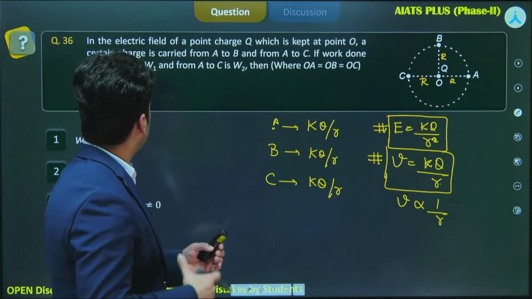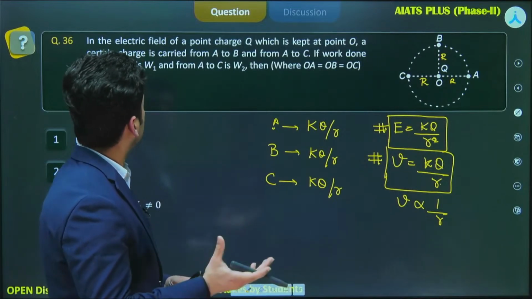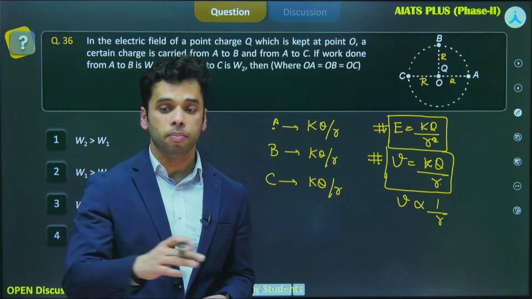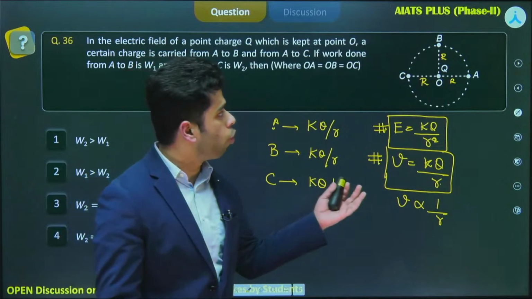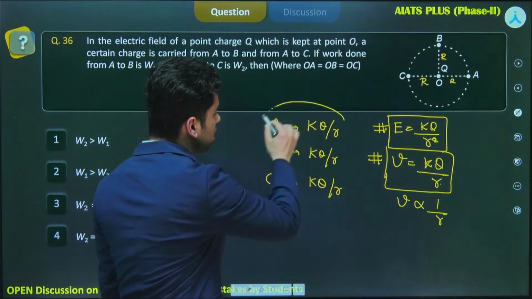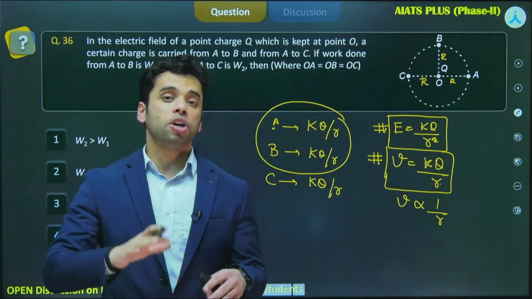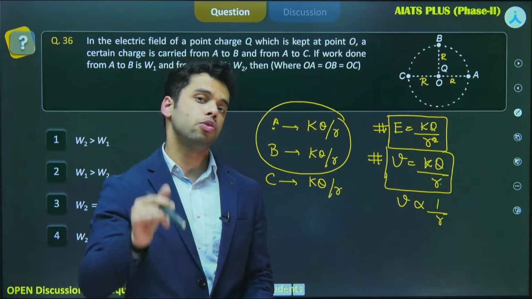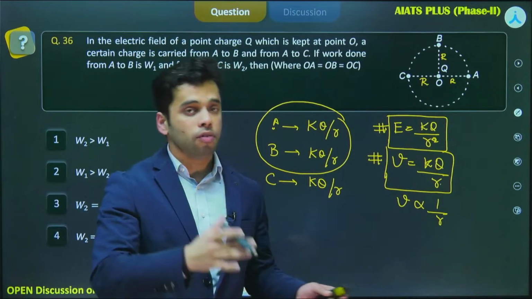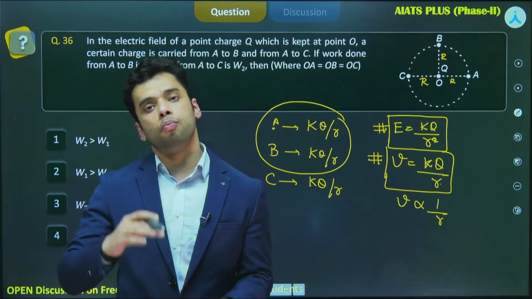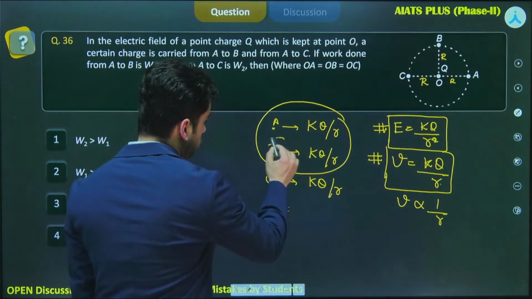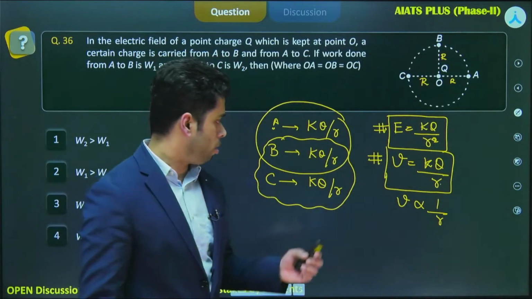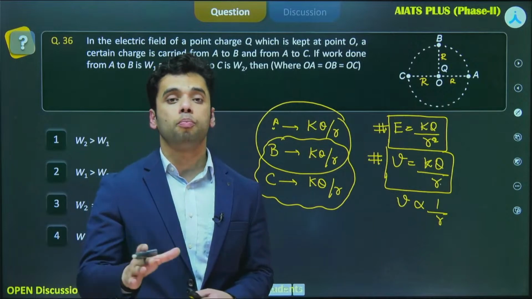So now you tell me what should be the work done as the charge is carried from point A to point B. The work done in carrying the charge from point A to point B will be 0 because there is no potential difference. Since the potential difference is 0, no work will be done in moving the charge from point A to point B. If I talk about the work done in moving the charge from point B to point C, again, the potential at B and C are the same. Again, no work is done in moving the charge from point B to point C.